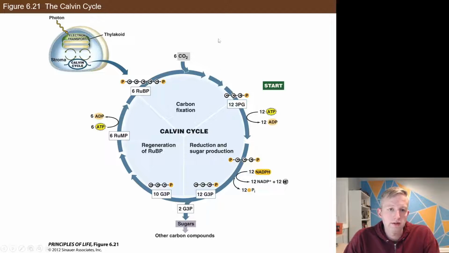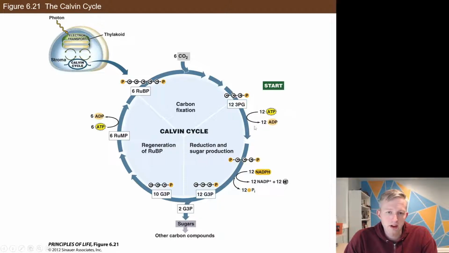So here is the overview. This is showing all 6 CO2s coming in at a single rotation. In reality, these would each be individually scooped up by one 5-carbon molecule, this ribulose bisphosphate, which would then become a 6-carbon molecule, which breaks into multiple 3-carbon molecules. Stuff happens. You end up producing the molecules that become glucose.